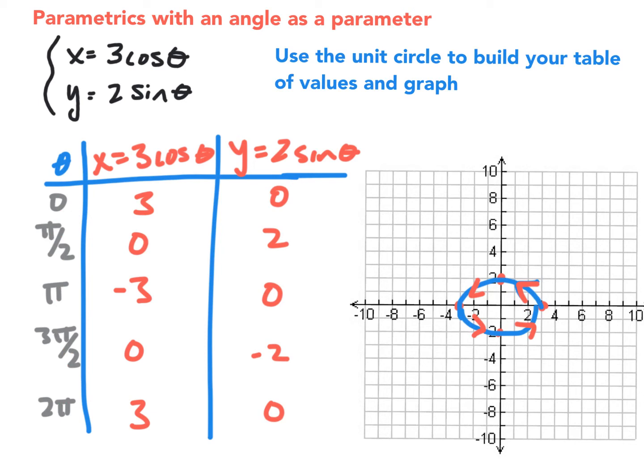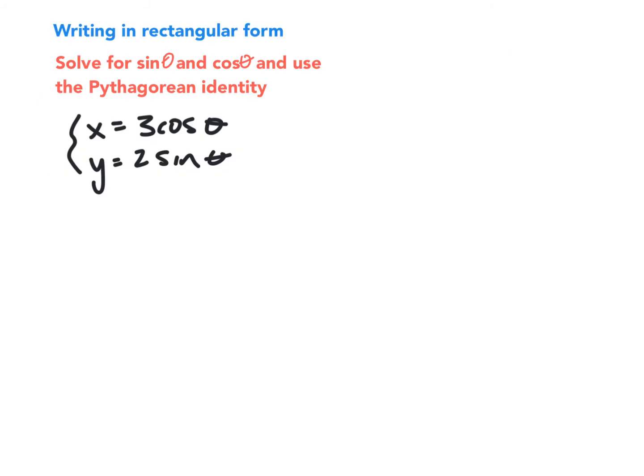So again, this is an ellipse. Look, it centers at (0, 0). It goes out 3 in the x direction on each side, and it goes up and down 2. Let's verify that by converting it to rectangular form. To write in rectangular form, what we're going to do is solve for sine and cosine, and then use the Pythagorean identity that sine squared plus cosine squared equals 1.